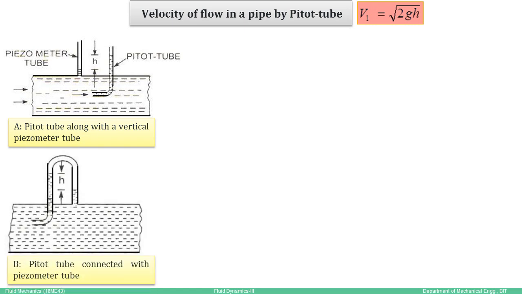And we can use a pitot tube connected with a piezometer tube. In the first case they were not connected together, but in this case you can see the connection between them, and this piezometer will give you the static pressure, and the pitot tube will give you the total sum, that is the stagnation point pressure. So now also you can find the difference between the levels, which will be taken as H.